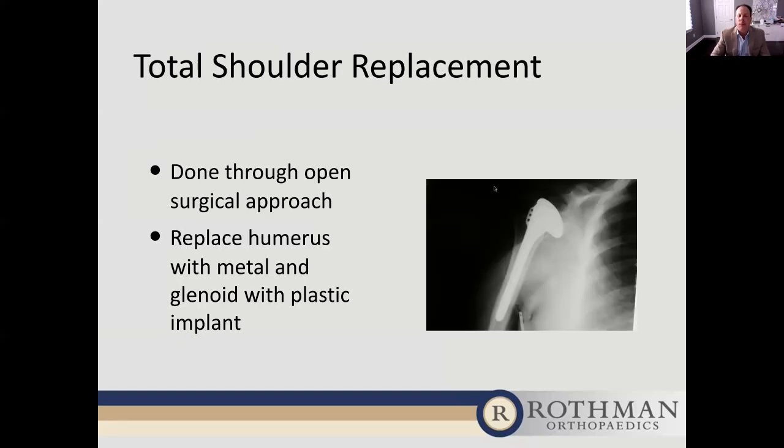This is what a shoulder replacement looks like. It is an open surgery. There's no way to do this arthroscopically. So what they do is replace the ball with a metal ball and plastic stem. And what you can't see here, there's a plastic socket on the glenoid, and that is what the bearing surface is, plastic socket and metal ball.